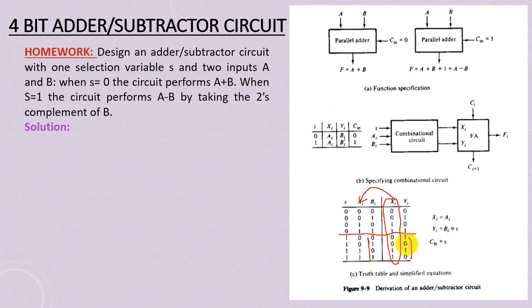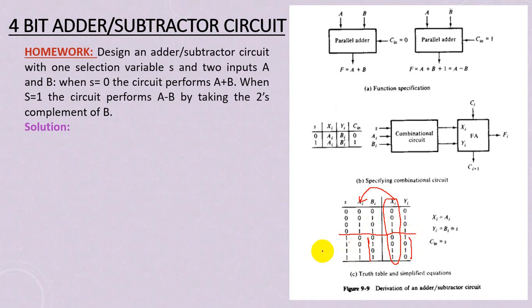Consider this equation of y. So we will consider the high part, right? 1, 0, output is 1. 1, 1, output is 0. 1, 0, output is 1. 1, 1, output is 0. So what is happening? When b and s are equal, output is 0. When s and b are opposite, 1, 0 or 1, 0, output is 1.